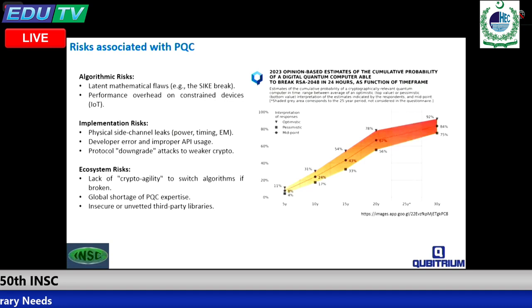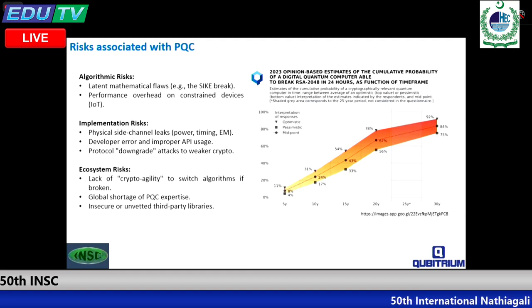So we have all these advantages, but there are also risks attached to PQC. Let's just talk about them. First, algorithmic risks, latent mathematical flaws. So the SIKE example, the one that NIST announced as the PQC protocol we'll be using. And then soon after, there was a paper that said it's totally insecure. So that's a good example that there might be some mathematical flaws.